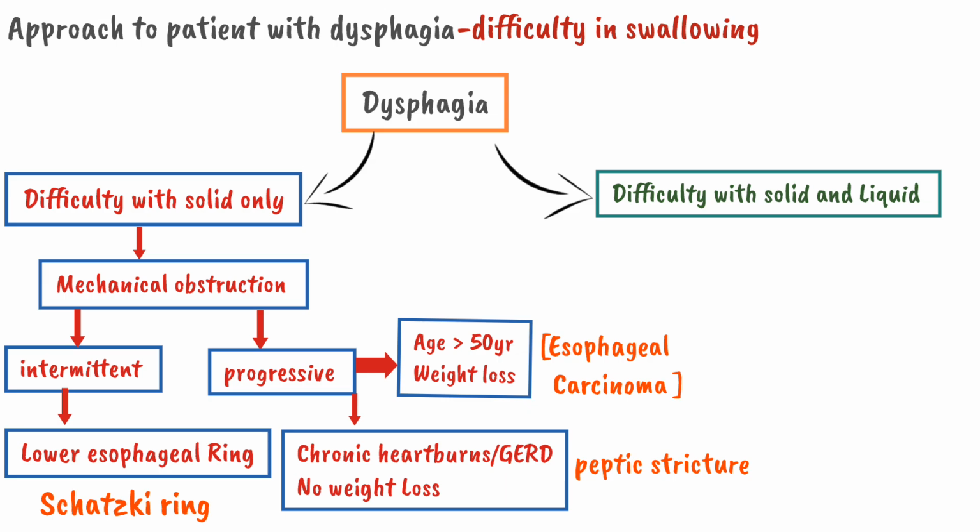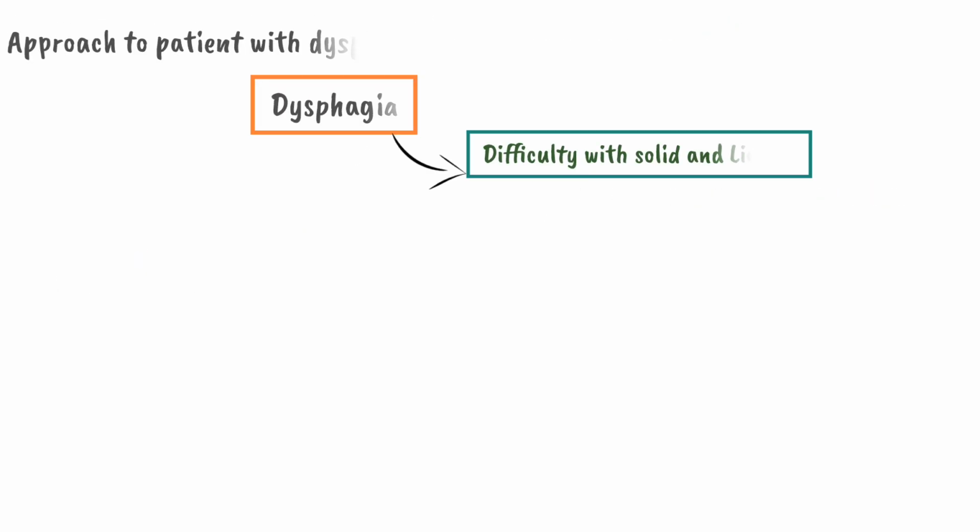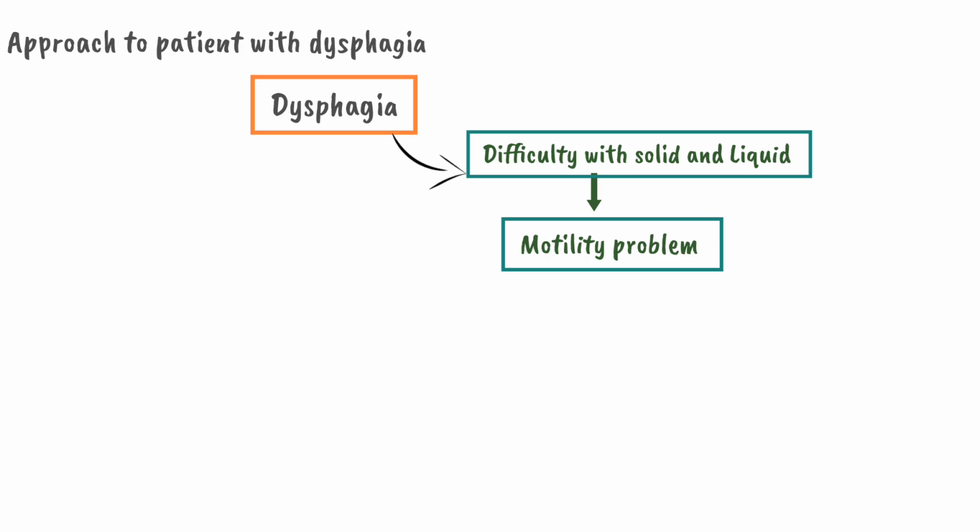Now let's come to dysphagia, meaning difficulty in swallowing, with both solids and liquids. As we discussed, whenever there is a difficulty in swallowing both solid and liquid, the most common pathology is a motility problem, meaning the esophageal wall is not contracting and relaxing properly. So to evaluate this patient, the next step is to check whether this difficulty in swallowing both solid and liquid is intermittent or progressive.